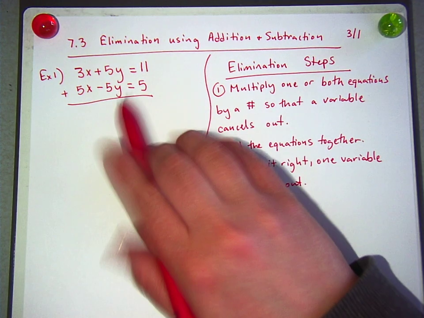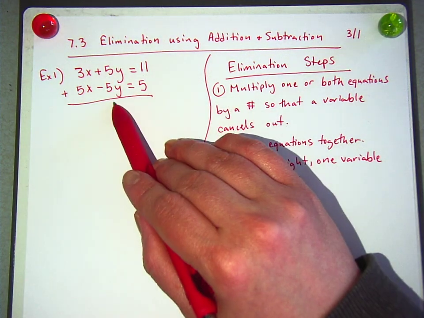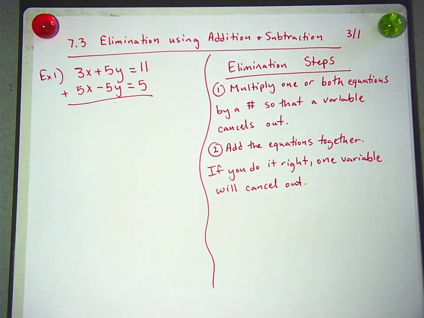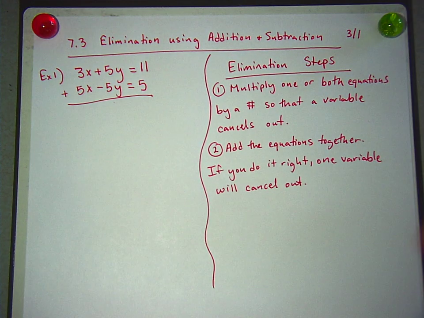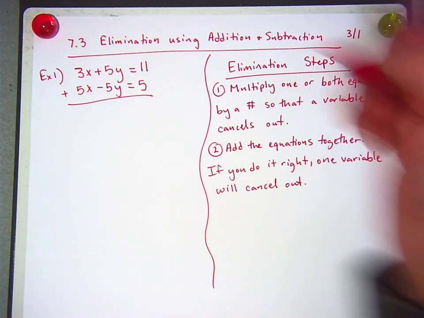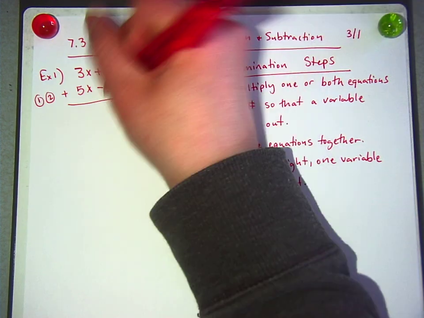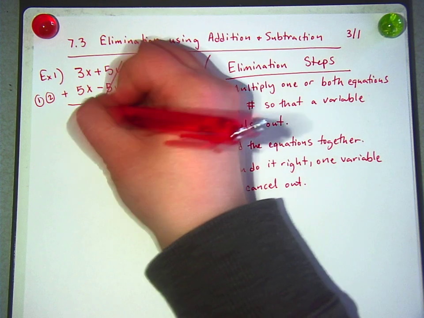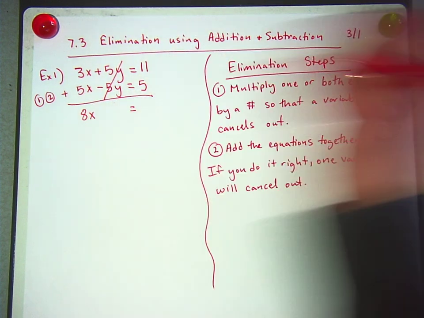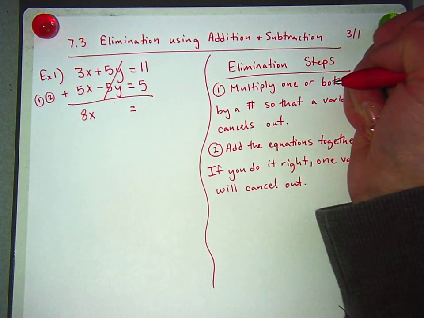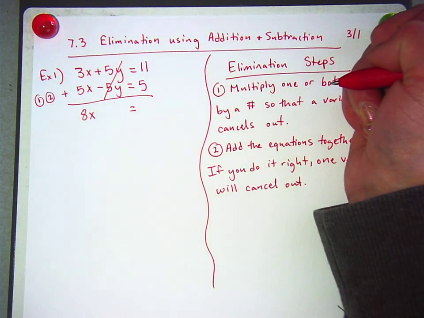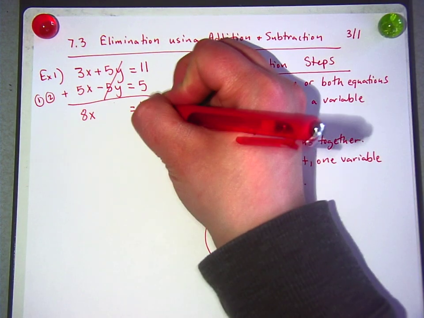But if it was something like 2 and 10, I'd have to multiply one of them by 5 to make sure that they cancel out. We're going to be doing that more tomorrow. So right now, step 1 and 2 are both right here. And these cancel out. We end up with 8x over here. And the other side? 16. We're adding.